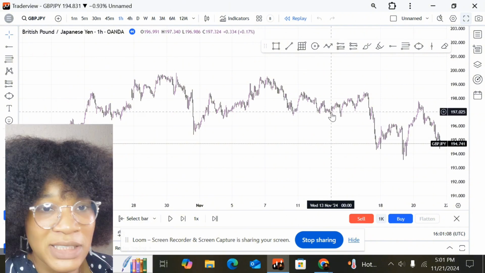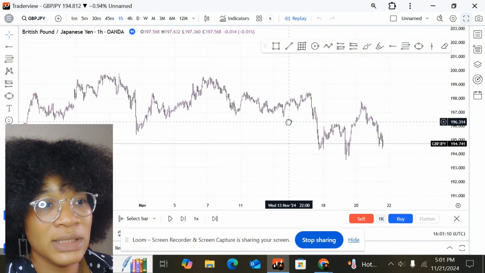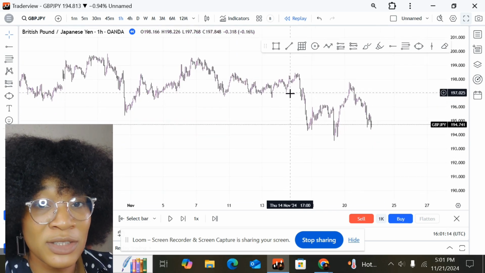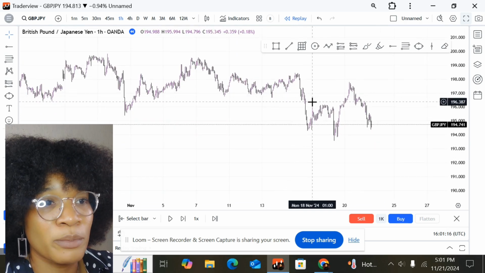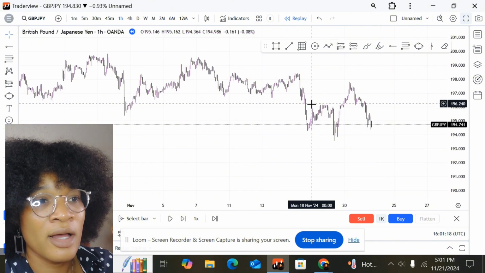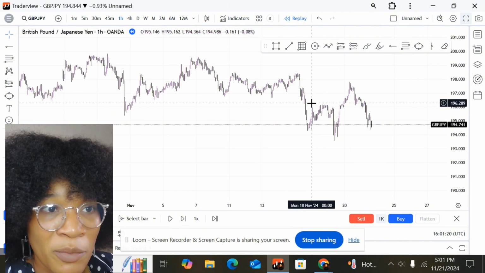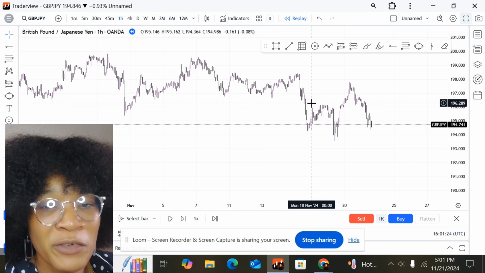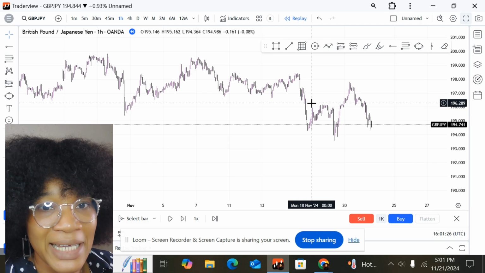Okay, first things first, we use the Fibonacci retracement tool to spot the premium and the discount zone. So first things first, you must make up your mind. You must set your charts. You must set your Fibonacci retracement tool for it to be clear enough for you to understand.